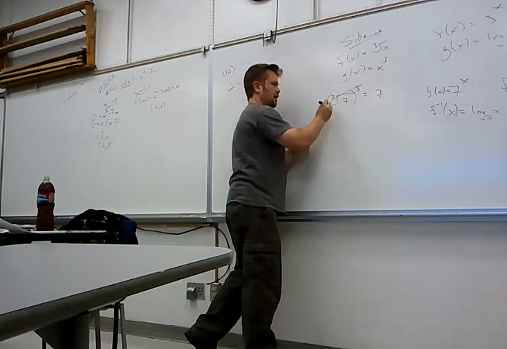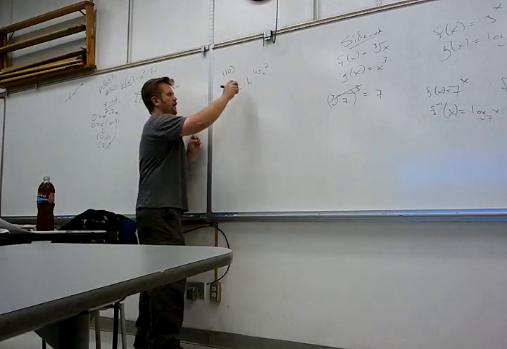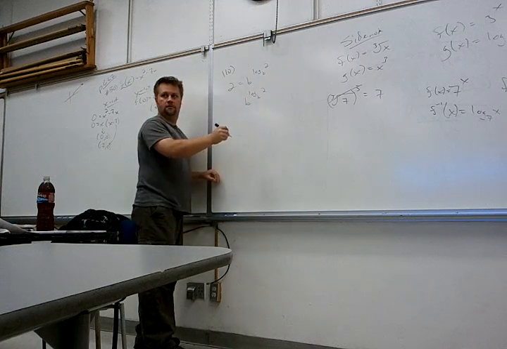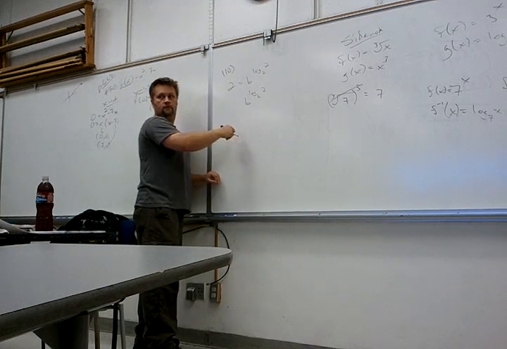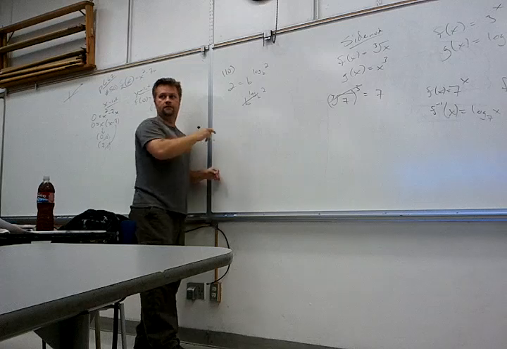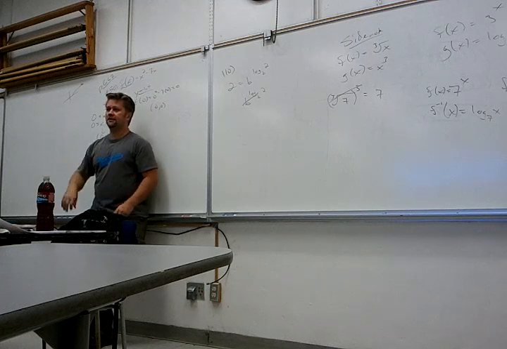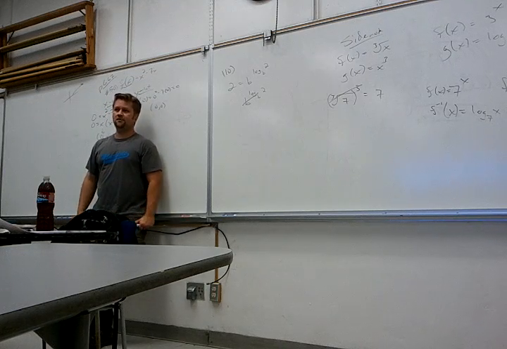7. Why? Because these cancel. All right, well, if I had b to the log base b of 2, what do these two do? Cancel. What are you left with? All right, there you go. That's how you explain it. It's almost too easy. They're inverses, so they kill each other.